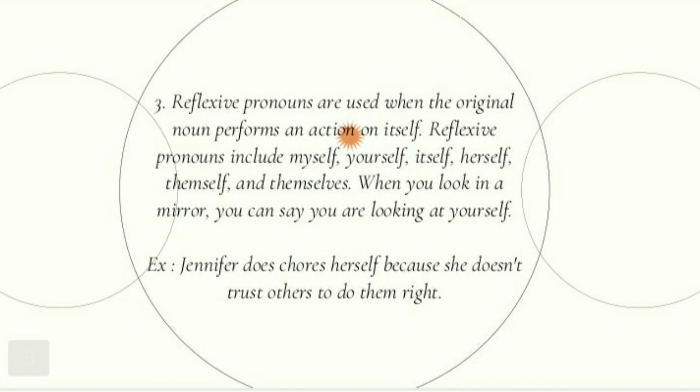Reflexive pronouns are used when the original noun performs an action on itself. Reflexive pronouns include myself, yourself, itself, herself, himself, and themselves. When you look in a mirror, you can say you are looking at yourself. The example is, Jennifer does it herself because she doesn't trust others to do it right.